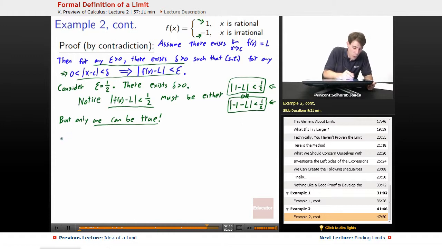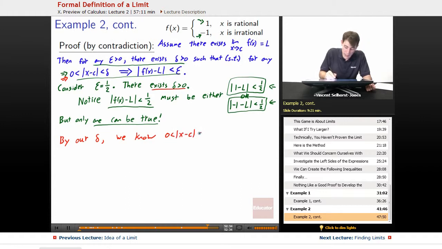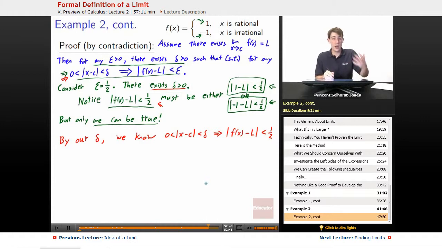Now we go on to say, well, there existed some delta greater than 0 such that 0 less than the absolute value of x minus c less than delta means that the absolute value of f of x minus L is less than epsilon. So by our delta, we know that 0 is less than the absolute value of x minus c, which is less than delta, and that winds up having to mean that the absolute value of f of x minus L has to be less than our 1/2, right? We know that our delta has to wind up making our f of x within 1/2 of L, since we set our epsilon as 1/2.